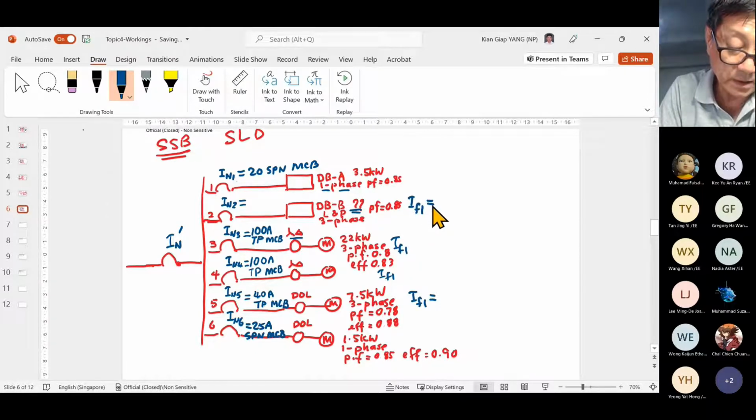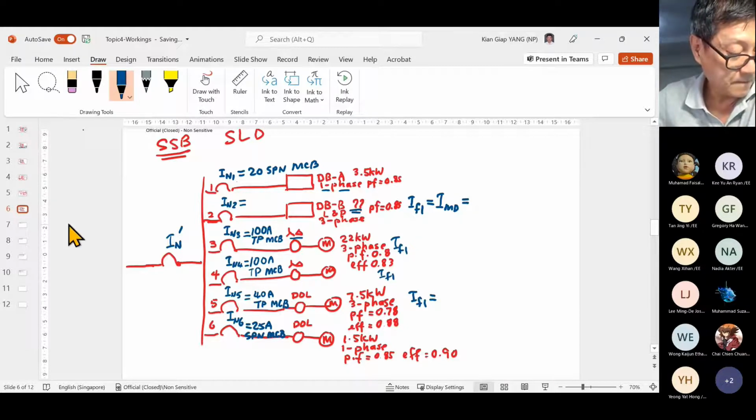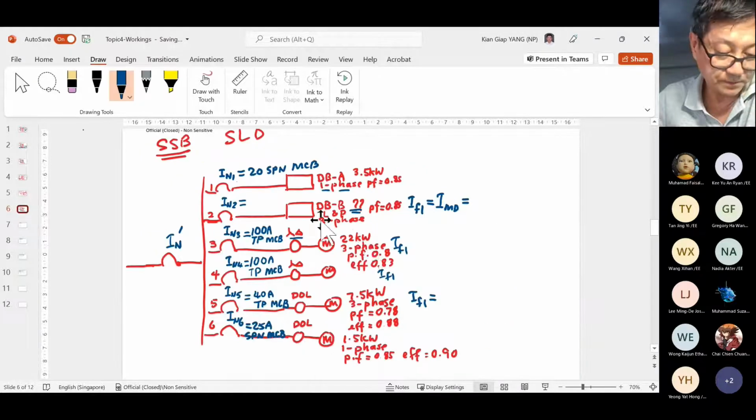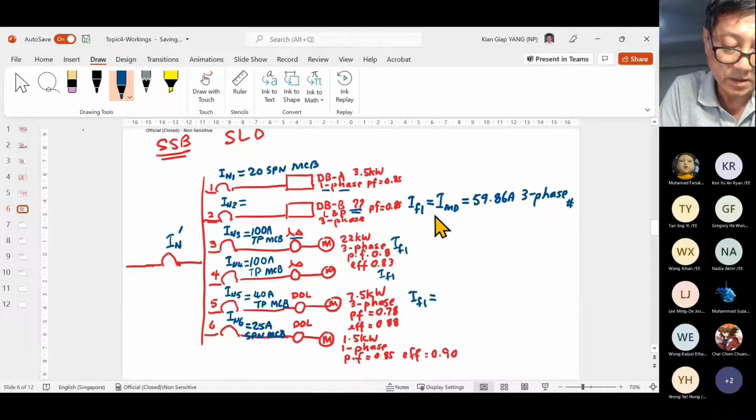So what is my I full load now? My I full load is the same as my I maximum demand. So how many amps is that? 59.86 ampere. Three phase. Okay. So that's how I can now continue with this one. So if my I full load is this, what is my IB? Equals to what?